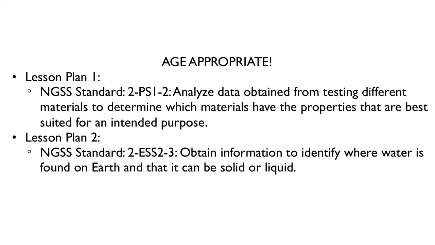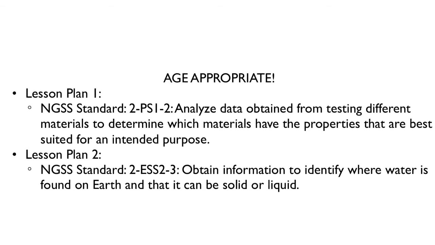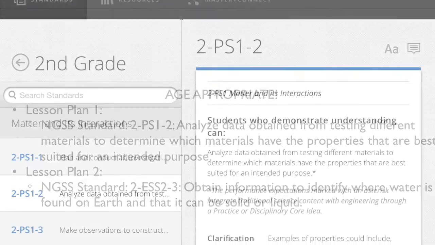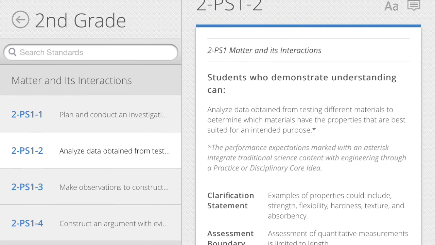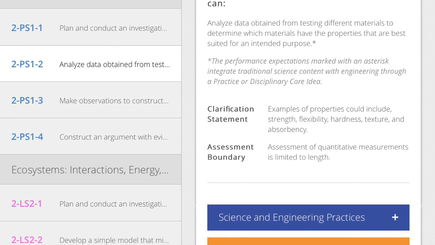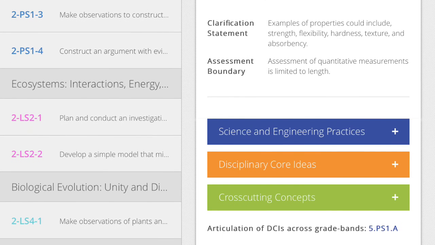I next needed to make sure that both of my lesson plans were age appropriate. My first lesson plan over magnets aligned with the NGSS standard 2-PS1-2, which is analyzing data obtained from testing different materials to determine which materials have properties that are best suited for an intended purpose. This aligned perfectly with magnets that were going to be tested.